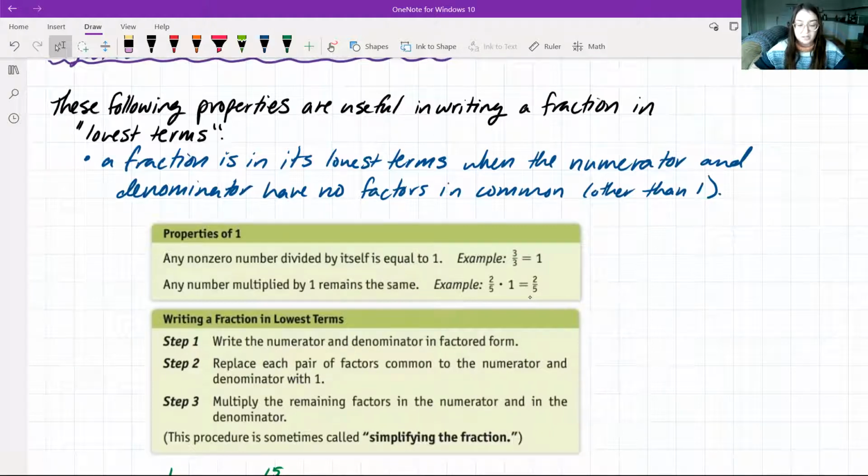If we want to write a fraction in lowest terms, step 1, we write the numerator and denominator in factored form. Step 2, we replace each pair of factors common to the numerator and denominator with 1. And step 3, we multiply the remaining factors in the numerator and the denominator. This procedure is sometimes called simplifying the fraction.